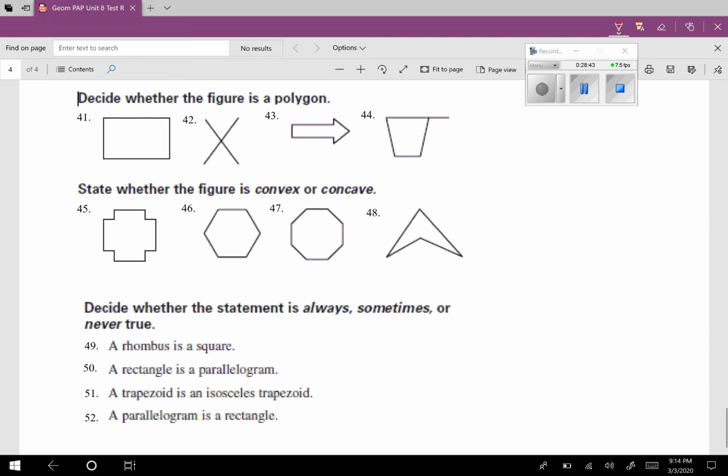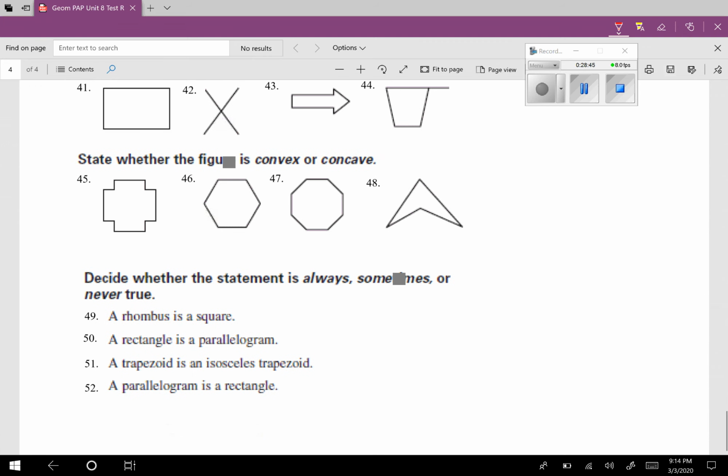Okay, same as polygon or not, you're good on that. Convex, concave, remember concave looks like it's been pushed in. And then here, I want you to go through and really think about what differentiates a rhombus from a square. Could it overlap? Could a rhombus be a square? Okay, is a rectangle a parallelogram? Well, yes, because it has opposite sides congruent, so there you go. So you just say yes or no, and then you try to come up with a reason.